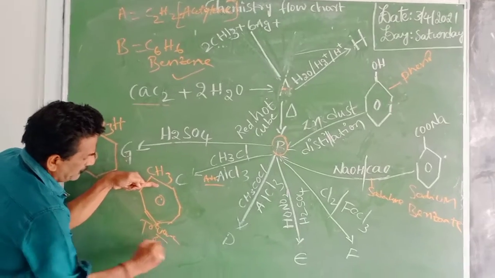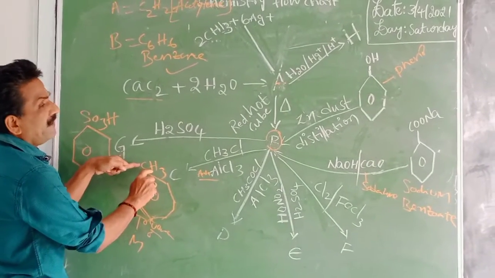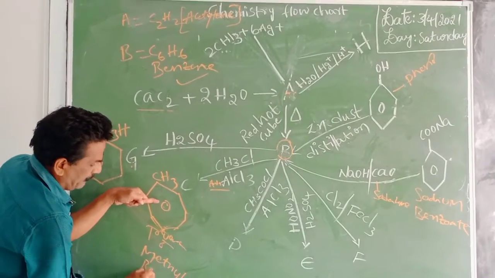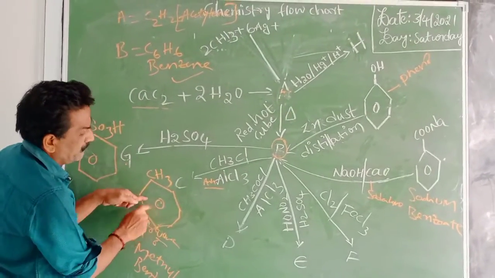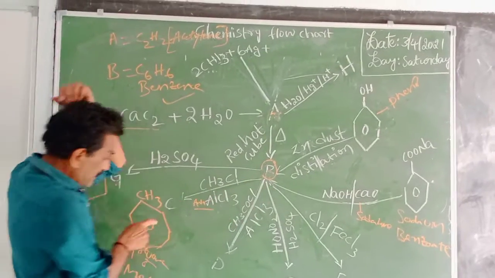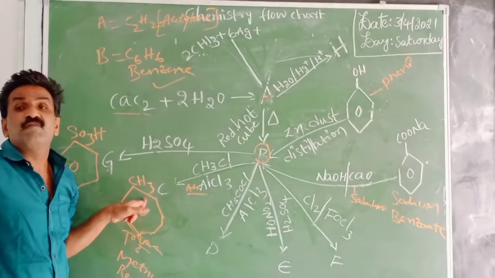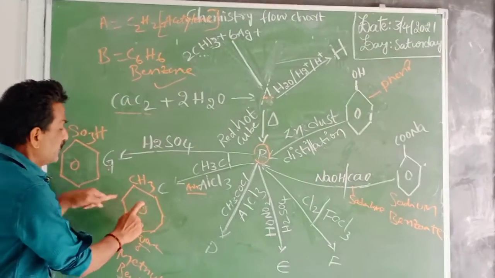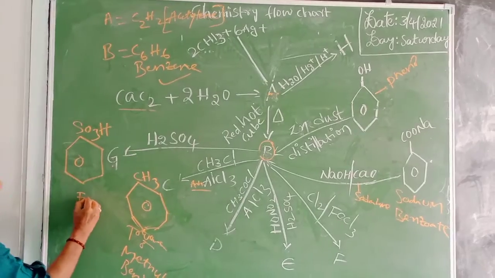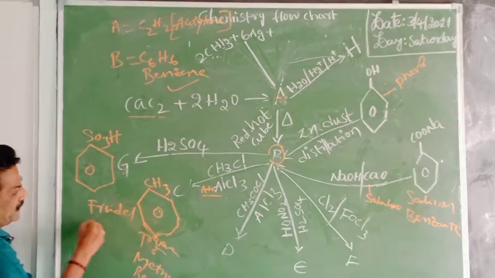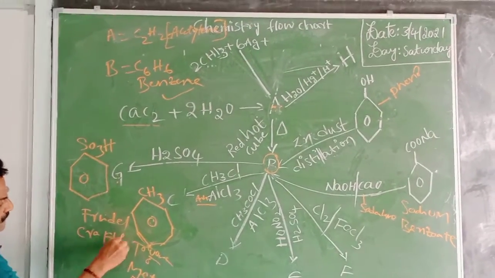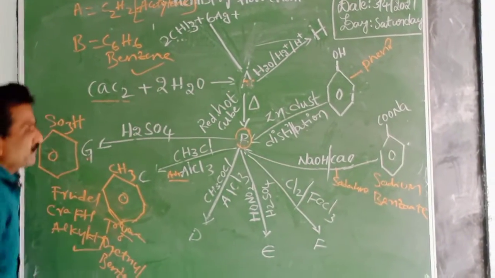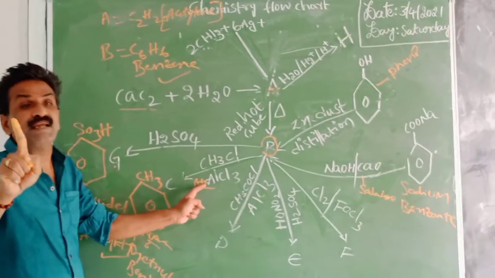Toluene, or benzene has a methyl group. So I can say methyl benzene. Next, this reaction is nothing but Friedel-Crafts alkylation. So this is a 100% guaranteed question.